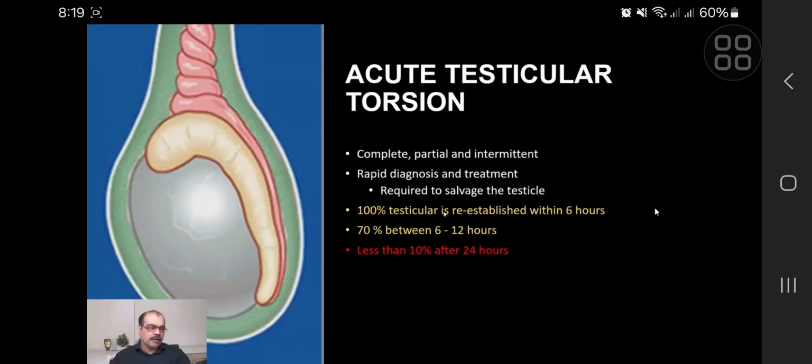If you diagnose and treat the patient within 6 hours, it is going to be like 100% salvage of the testis. Whereas if the time passes and gets to between 6 and 12 hours, it becomes just like a 70% chance. And if it passes more than 24 hours, then there is less than a 10% chance that you are going to save the testis.